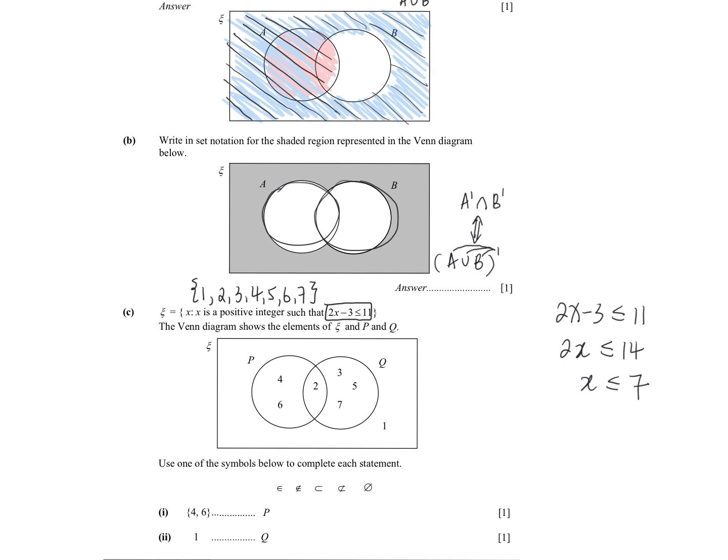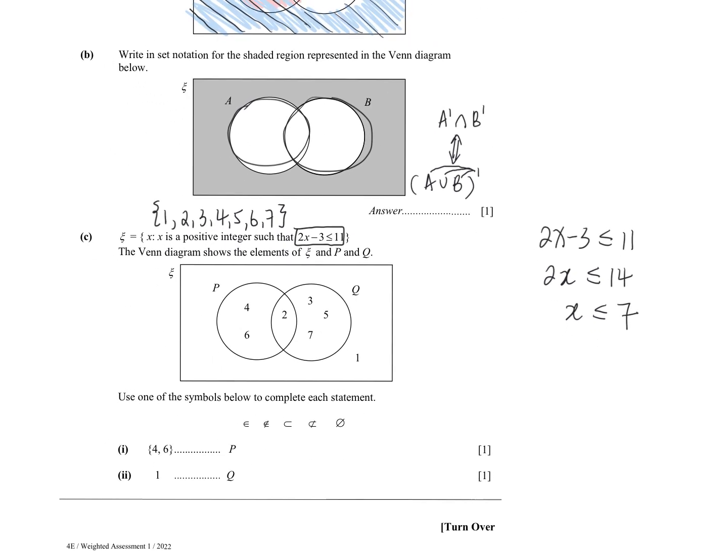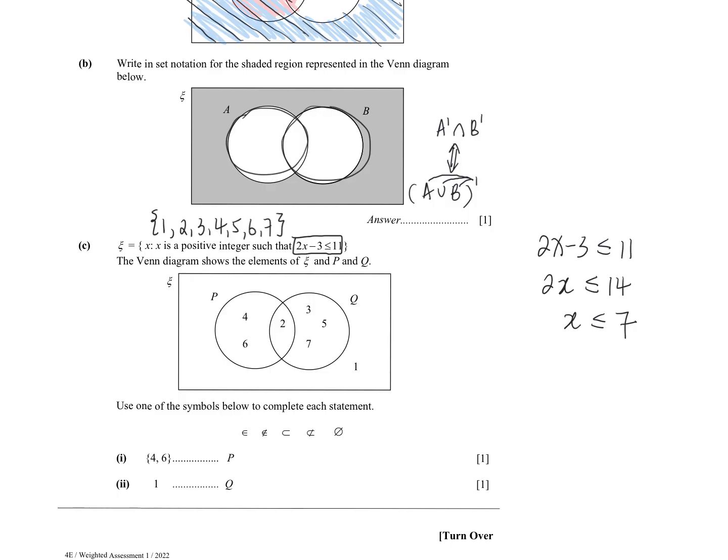Okay? So I want you to see, first thing first, this thing that you see here is a set. So the only symbol you can use is subset or not subset. So you don't consider element, not element or null set. It can only be subset or not subset. So 4, 6 is a smaller set than P. So we can say it is a proper subset of P.